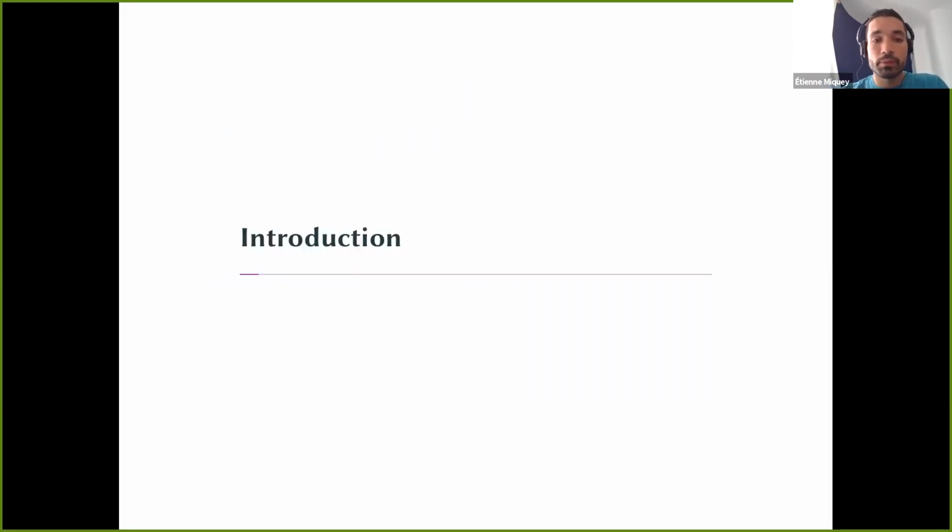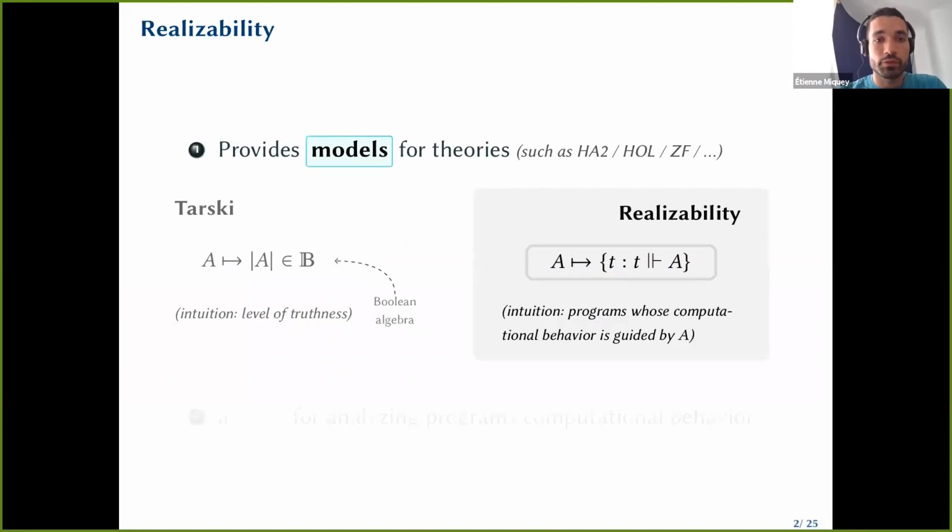So to give you a bit of context as an introduction, you may already know that realizability can be seen as a technique to define models for a wide range of theories, in which instead of interpreting formulas by an element of a Boolean algebra, as is usual in Tarski's models, you rather interpret formulas by a set of programs, which are called the realizers, and whose computational behavior is somehow dictated by the formulas they are interpreting.